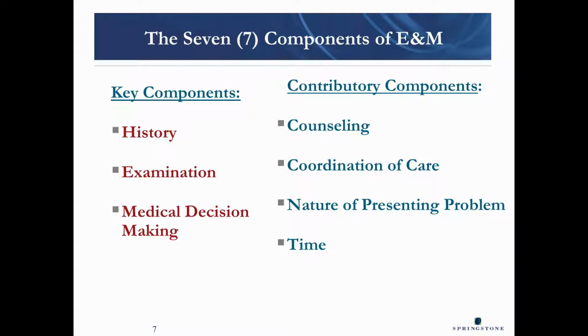There are 7 components of an E&M service. 3 of those are considered key components, and those are the 3 here in red: history, examination, and medical decision-making. All E&M visit codes have to include all 3 of these as part of documentation. There are, in addition, 4 contributory components. I'll be talking about how we use counseling and coordination of care as a way of determining the level of the code by time.